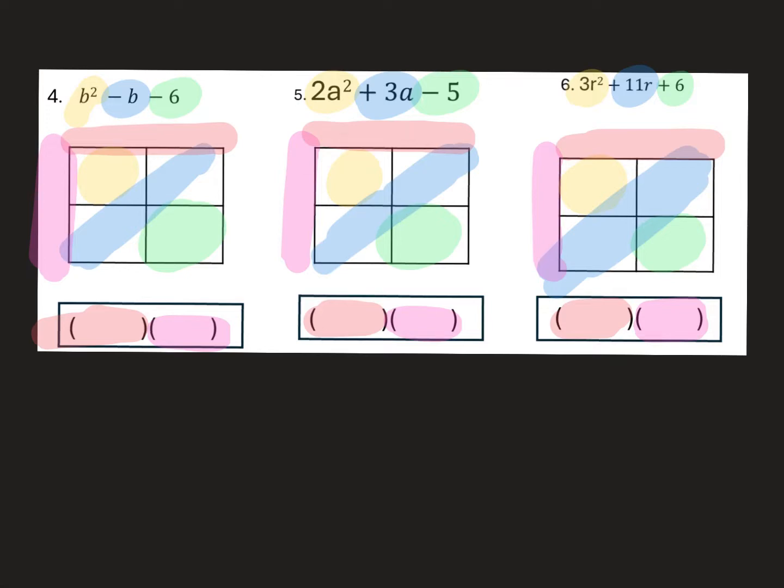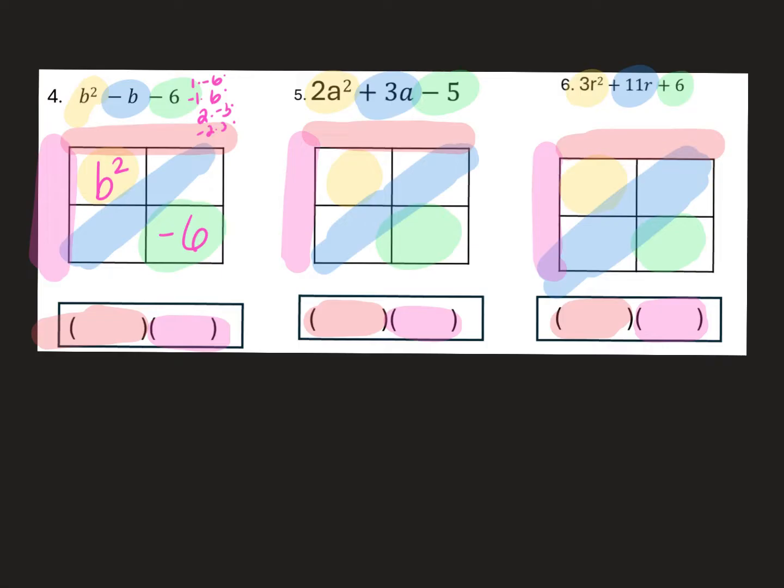For number 4, I'm going to put b squared here, negative 6 here. Factors of negative 6. 1 times negative 6, negative 1 times positive 6. 2 times negative 3, negative 2 times positive 3. Now, which of these can I add and get negative 1? And that would be that 2 times 3.